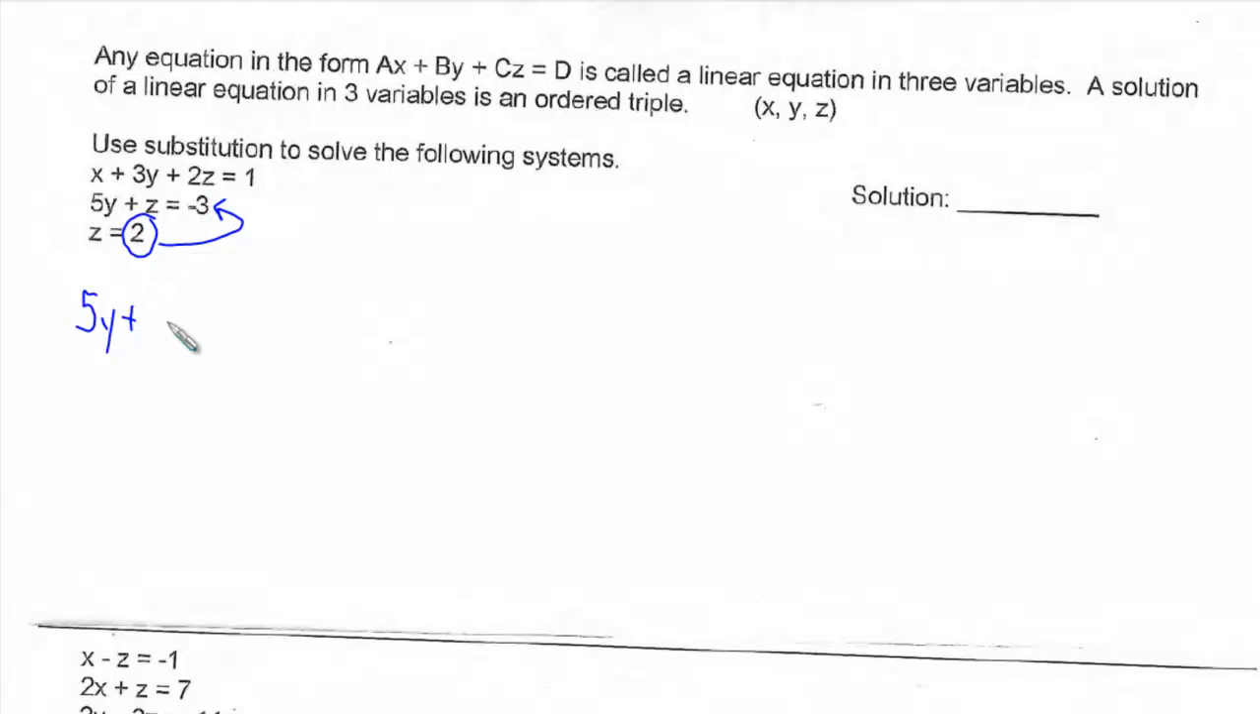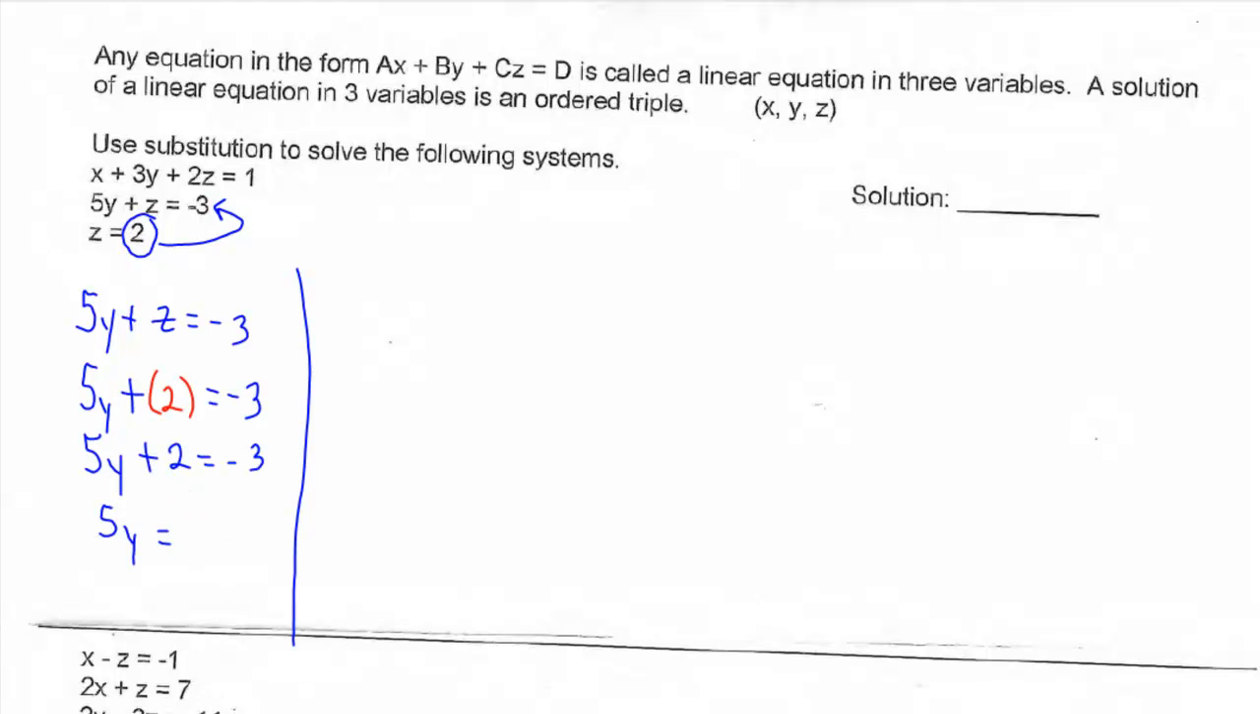So let's set up some columns. 5y plus z equals negative 3 in the first column. Since we know that z is 2, we will substitute 2 in for z and solve for y. Subtract 2 from both sides, and 5y is equal to negative 5. So y is equal to negative 1. So I already have 2 of my answers. Z was 2, y was negative 1. I need to find x.